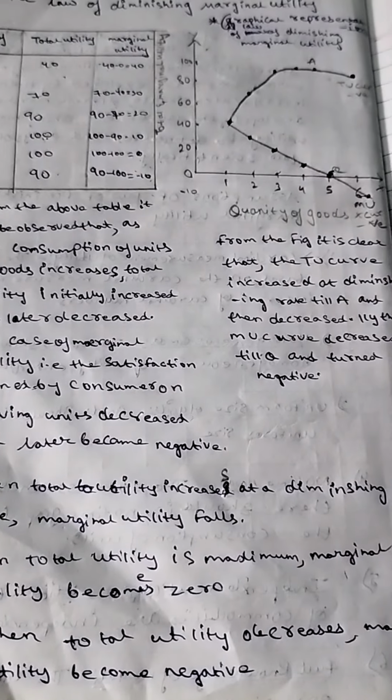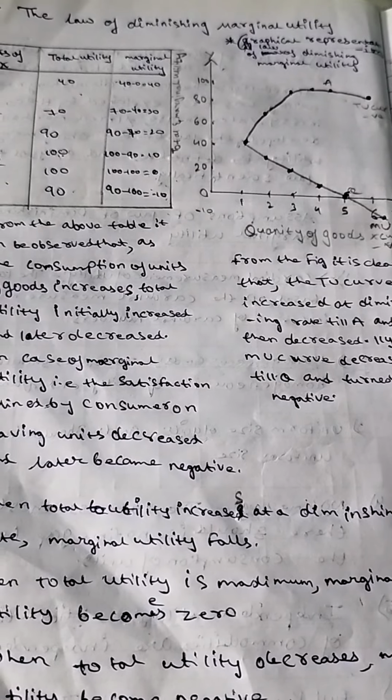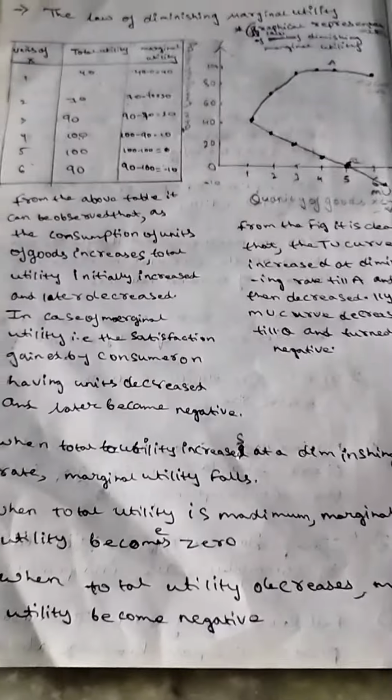This is the law of diminishing marginal utility. You understand? I hope you understand the video. Okay.